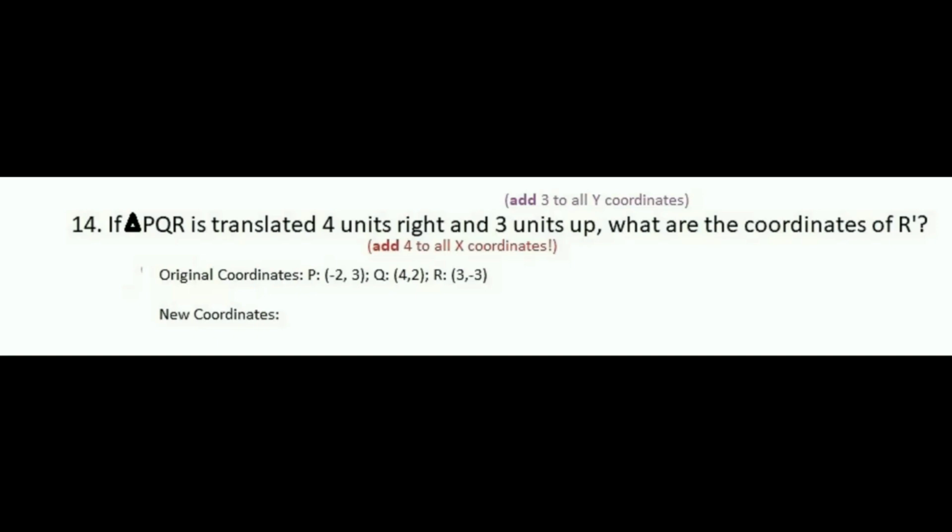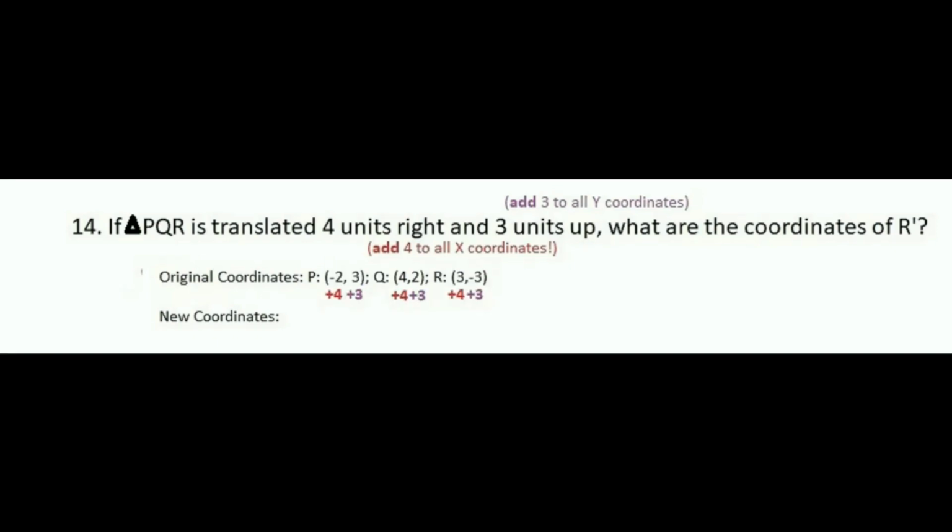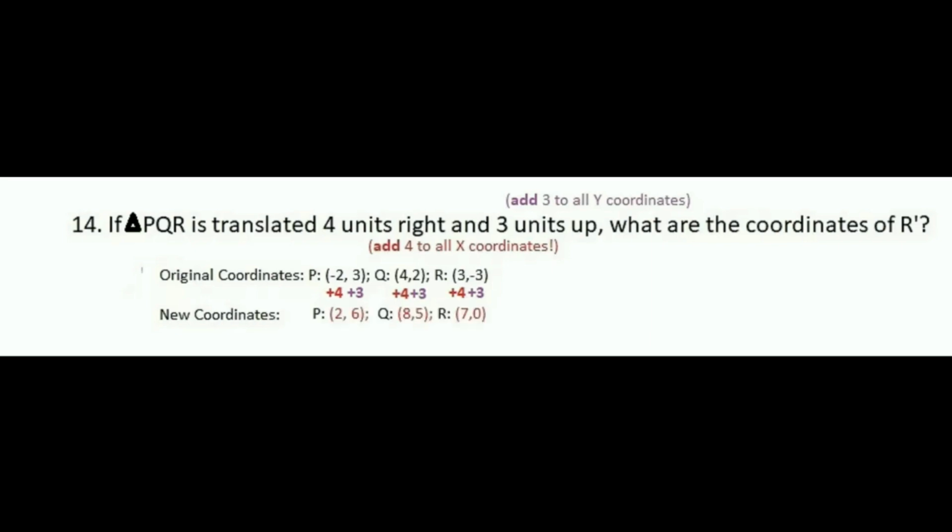All right, so let's see. If we add 4 to each of our x coordinates, and we add 3 to each of our y's, here's what we come up with. Our new coordinates for our triangle should be -2 plus 4 is 2, 3 plus 3 is 6, so P should be at 2, 6 when we finish this translation. Q should be at 4 plus 4 is 8, and 2 plus 3 is 5. Q should be at 8, 5. And R should be at 3 plus 4 is 7, and -3 plus 3 are opposite, so they cancel out, and that's 0. Let's see if we can prove that.